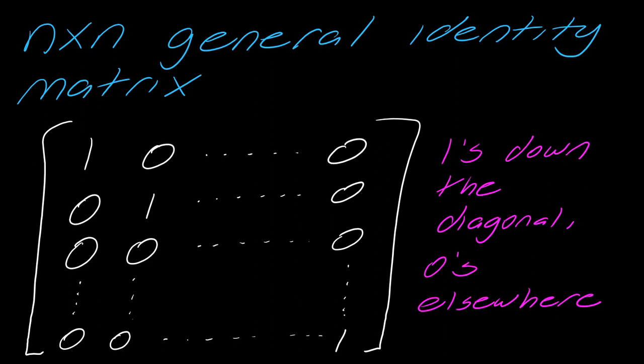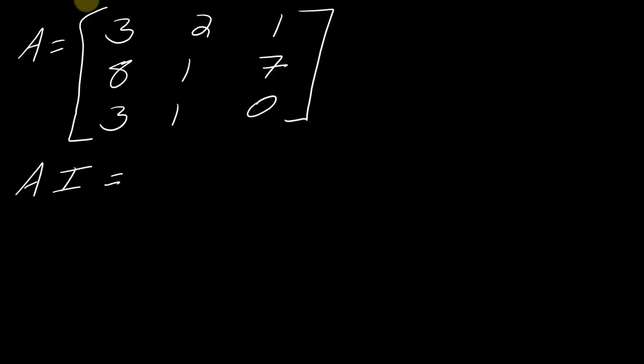Let me show you what is important about it. Let's say that I have this matrix A. If I want to multiply A times I, first of all, I is what indicates that we have the identity matrix. Whenever you see the I, or sometimes I with a little subscript, like I sub 3, in the land of matrices this always means identity matrix. So let's say that I've got this matrix: 3, 2, 1, 8, 1, 7, 3, 1, 0.